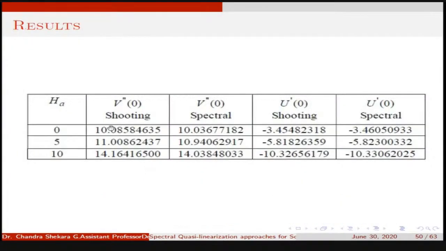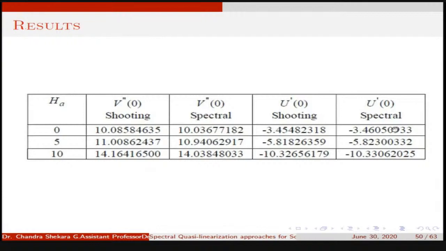So these are the results presented here. You can check for different Hartmann numbers. It compares the values from the shooting method and the spectral method. You can check that these are not the actual values, they are just calculated values, but the actual values are very close to this. Almost 7 decimal places are the same as the spectral method.